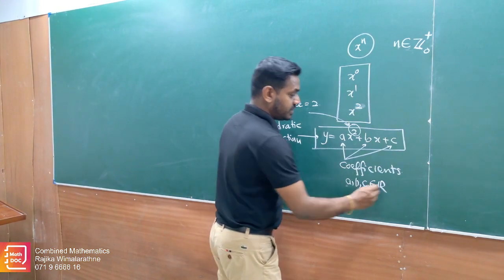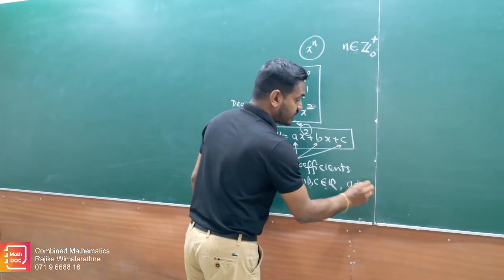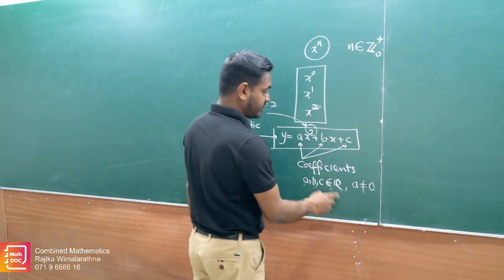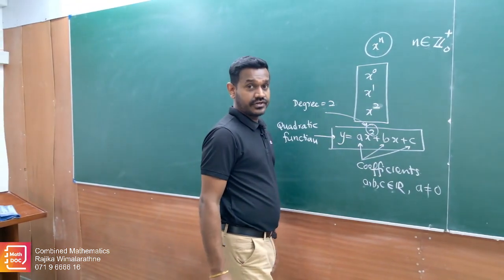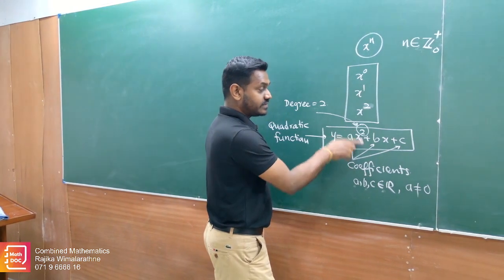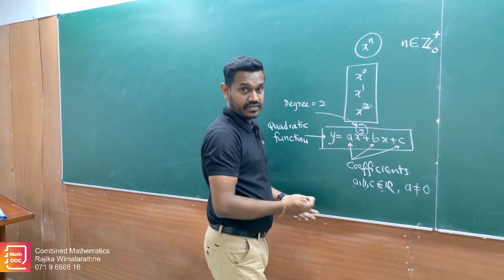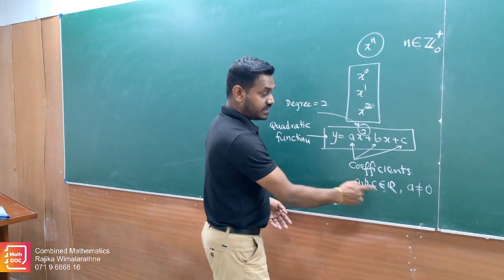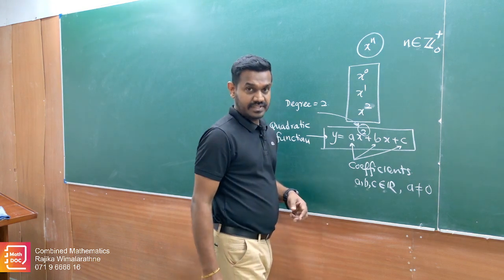Therefore, a must not be equal to 0. That's how we say it is quadratic. So if a is 0, this term will disappear, and then it won't be a quadratic function. But b and c can be any real value.